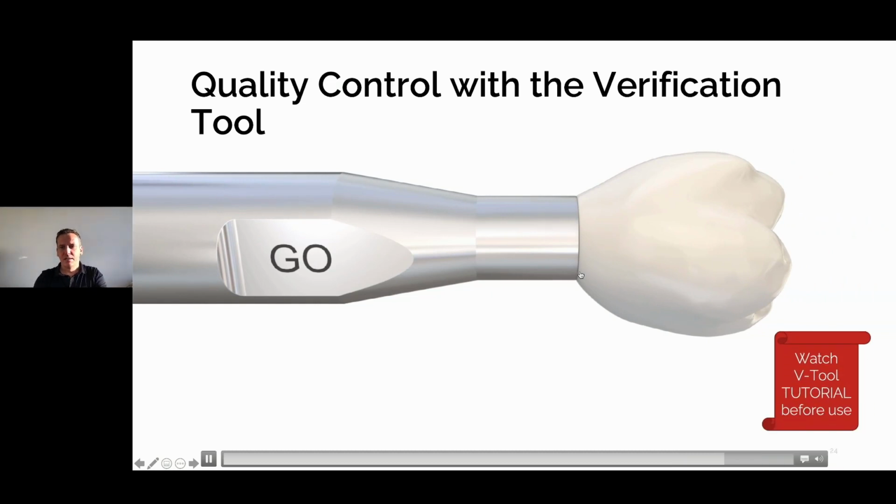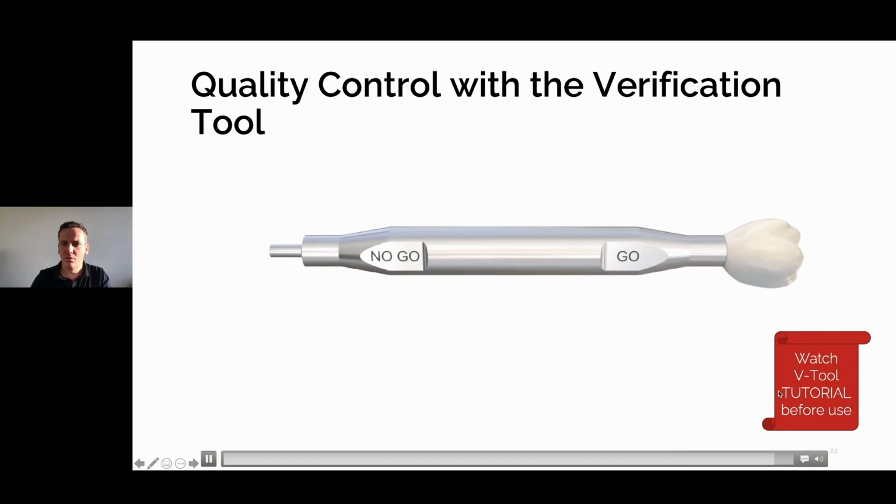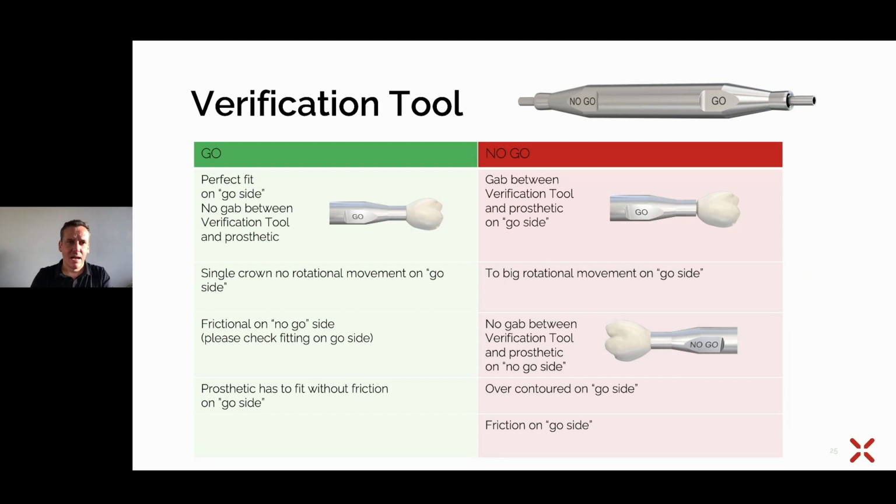Before you use this tool, watch the video tutorial. This is explaining exactly, like on this table shown, what is possible when it's a go as a crown, and when it's a no-go. This is an industrial tool which TRI also uses for titanium abutments before we send them to our customers. It's absolutely nice to check every crown.